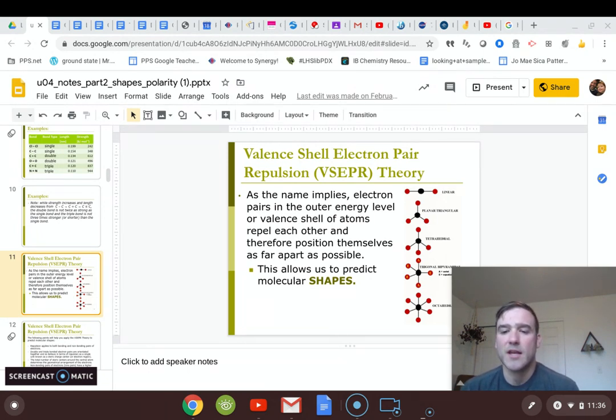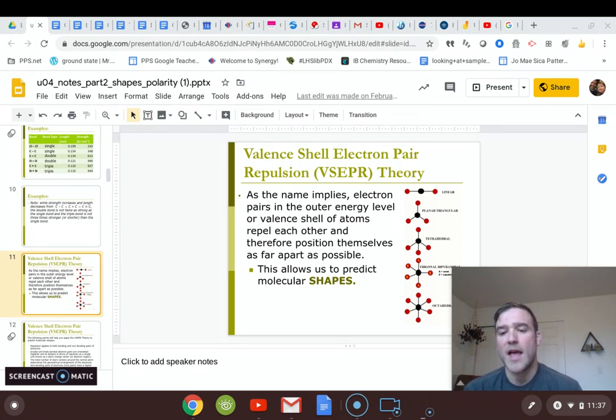So to understand three-dimensional structure, you have to understand a theory known as the valence shell electron pair repulsion theory, which in itself is kind of a mouthful. So oftentimes it is abbreviated to VSEPR, or sometimes people say VSEPR theory. As the name implies, the idea here is that the electron pairs in the outer energy level, or valence shell, of atoms repel each other. Negative charges repel other negative charges.